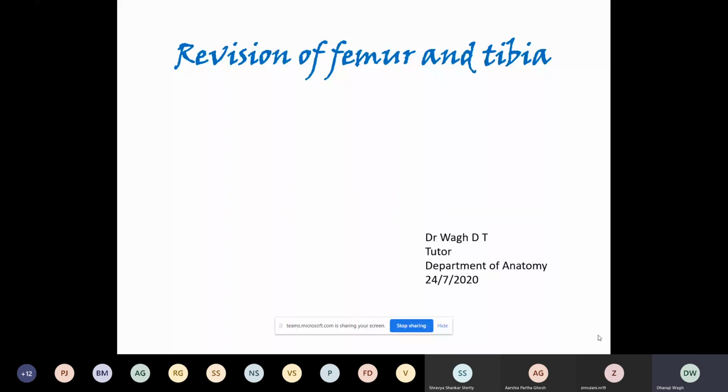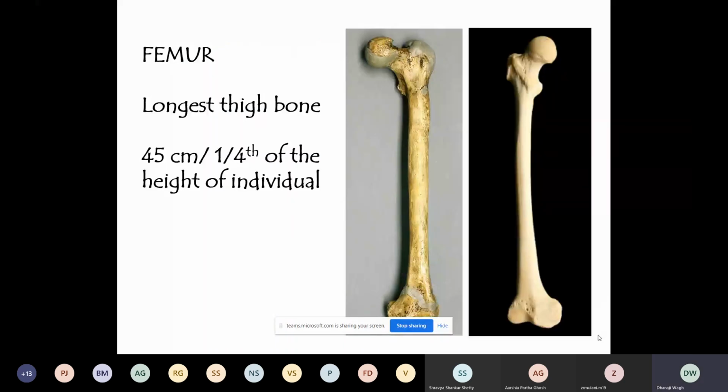Okay, good morning. Today's SDL topic is revision of the femur and the tibia. In this diagram, you can see the long bone that is the longest bone of the thigh, that is the femur. It is the longest and strongest bone of the body.